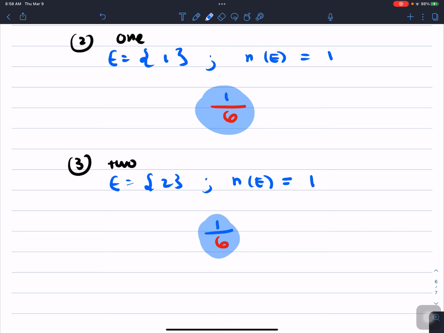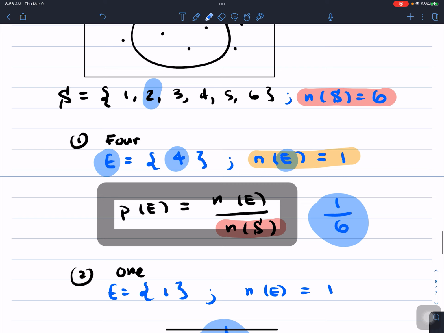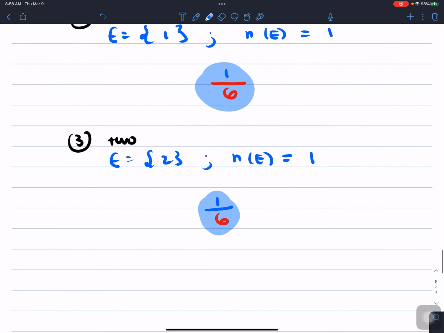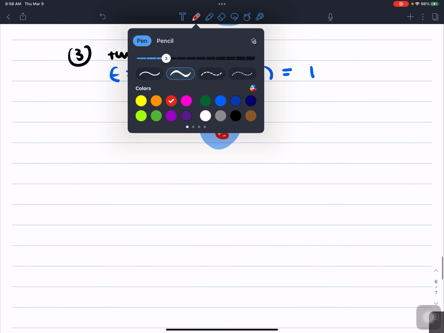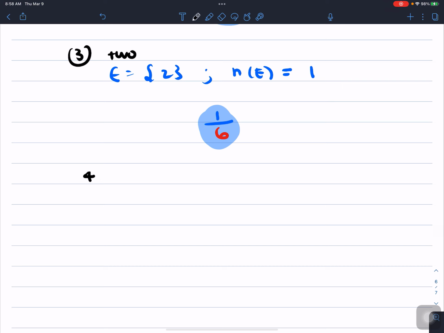Okay, so what you guys have just done has been answering these probability questions. Okay, so each one of these answers is what? Is 1/6. So probability is a fraction, ladies and gentlemen. Each one is 1/6. Okay, give you guys another example. What if they say, what's the probability of rolling an even number?